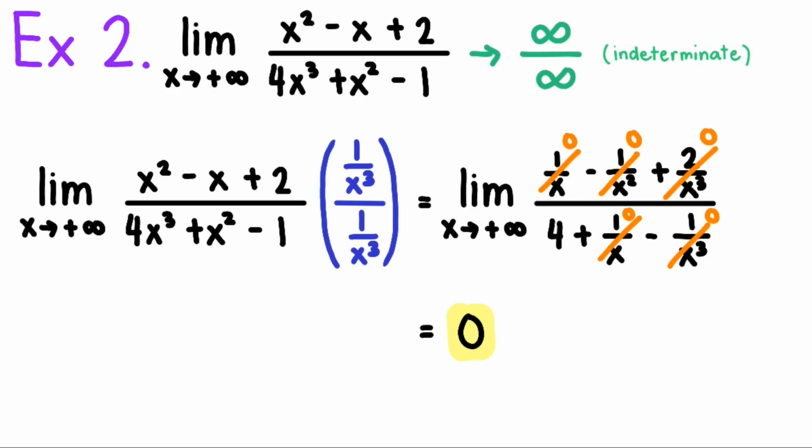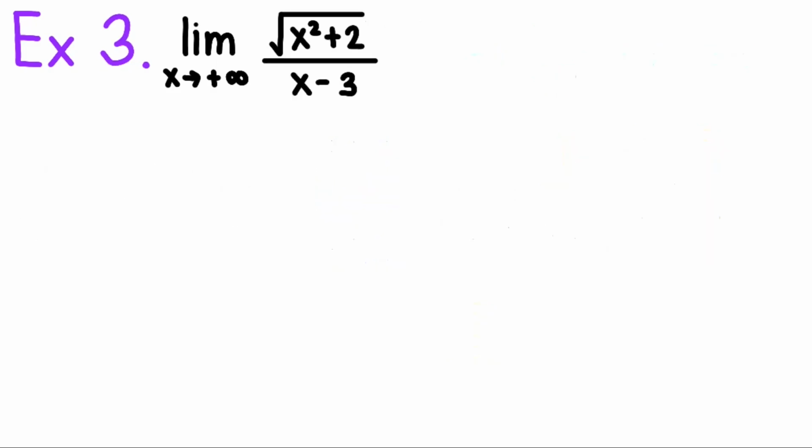And now let's move on to the third and final example. So we have here the limit as x approaches positive infinity of the square root of x squared plus 2 all over x minus 3. Again, feel free to pause the video so that you may try to work on this first on your own. Okay, good. So let's start. Again, when we plug in positive infinity in this function, we'll have infinity over infinity, which is an indeterminate.